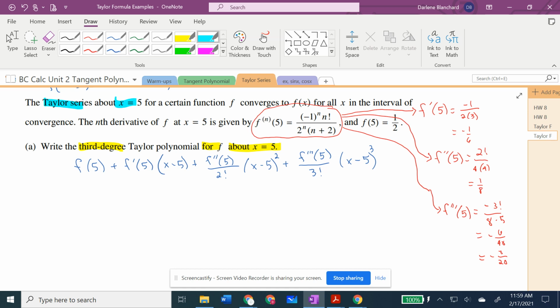I want to tell you, though, that this was technically unnecessary for them to write. Did anyone notice that? If I plug in n equals 0, I get negative 1 to the 0 power, which is positive 1, times 0 factorial, which is 1. And in the denominator, 2 to the 0 power is 1, times 0 plus 2. So the denominator is 2.